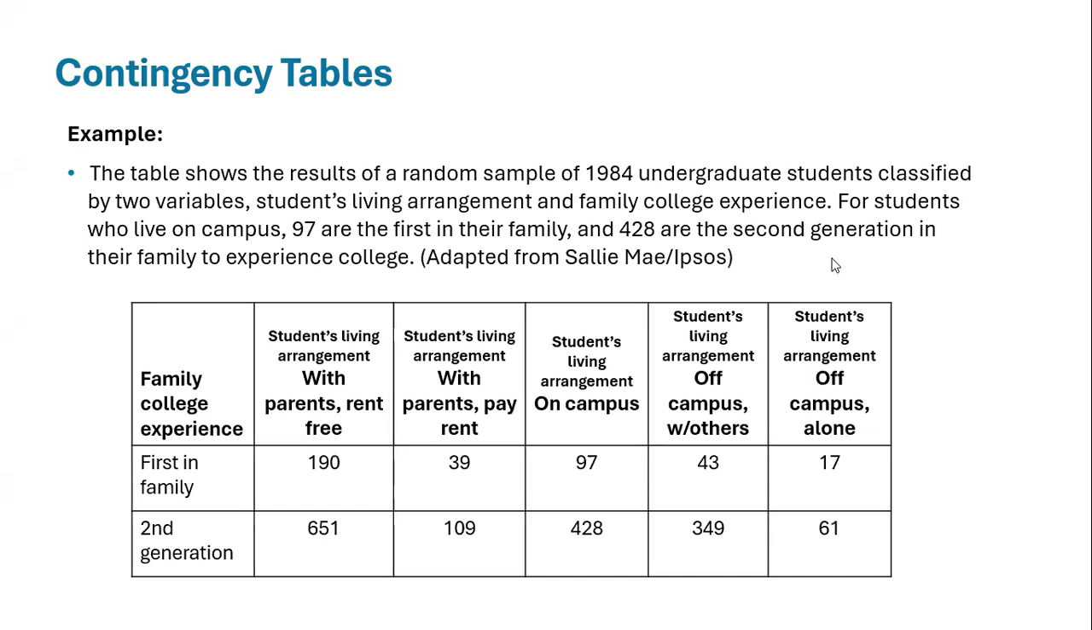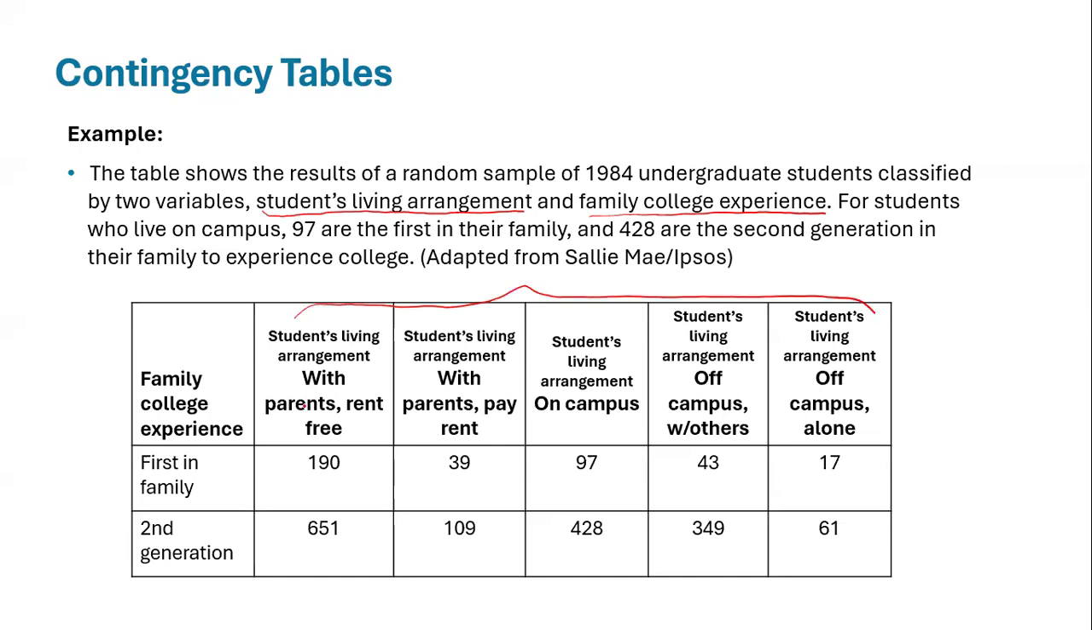For example, this table shows the result of a random sample of 1984 undergraduate students classified by two variables. The variables are the student's living arrangement and the family college experience. We only have two variables, and by the chi-square test of independence, we want to compare these two variables. But as you see in the table, each of the variables is also classified into different categories. For example, the student's living arrangement is classified into 5 categories.